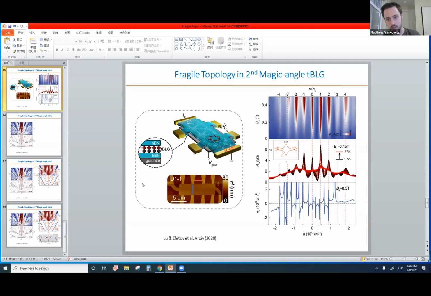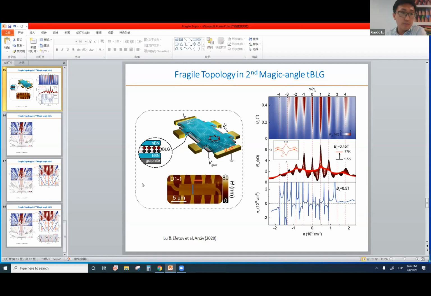So in twisted double bilayer graphene, for instance, you don't have fragile topology, you don't have C2T symmetry, but you still see these interruptions in the single particle gaps in the Hofstadter spectrum. So I guess I'm asking, can you tell from the Hofstadter spectrum whether you have in particular fragile topology, or just that you have valley Chern numbers that are not zero?